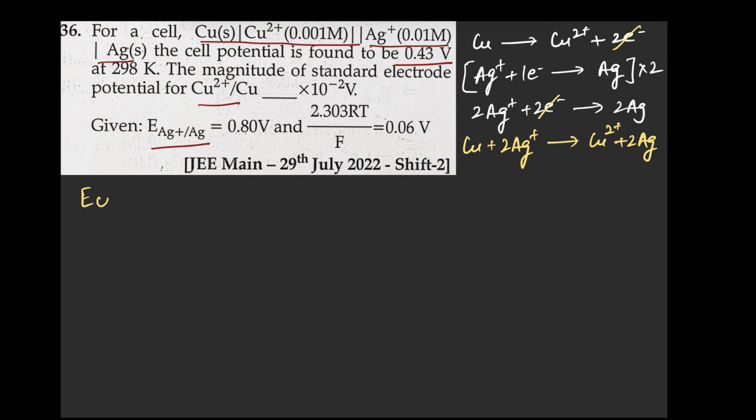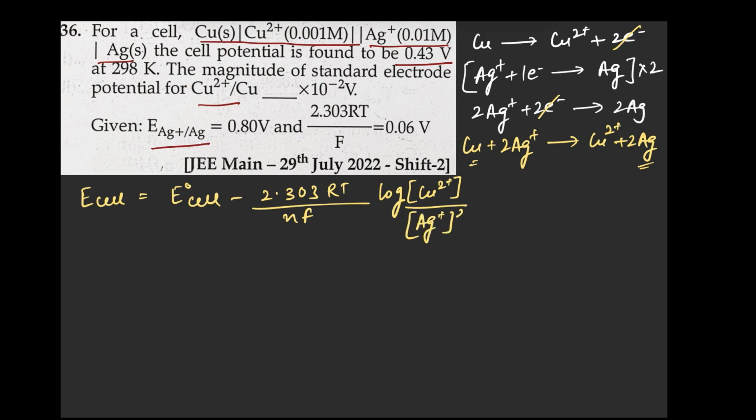Now E cell is equal to E naught cell minus 2.303 RT by nF log. Now the concentration of the ions present in the solution. See, metallic silver and metallic copper, the concentration is taken as 1. So this becomes log of the ions present in the product, that is concentration of Cu2+ ions, over concentration of silver ions, and it will be raised to the power 2. What is 2? 2 is the stoichiometric coefficient of silver ion in the redox reaction.